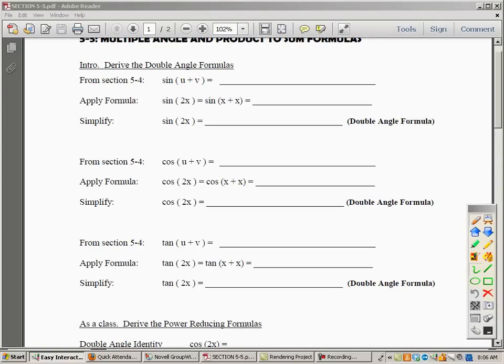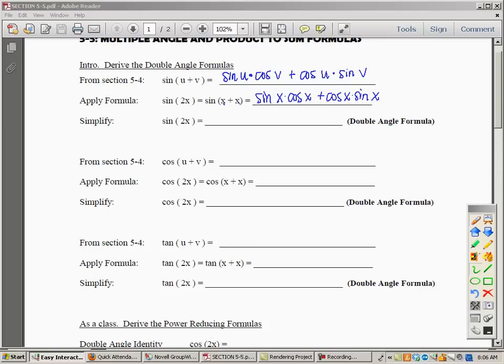Okay, so let's start with 5.4. We did a sum of angles for a sine, and the formula we used was the sine of u times the cosine of v plus the cosine of u times the sine of v. And we're going to ask you to figure out what a double angle formula looks like. So we're going to look at it as two x's, which is the same thing as x plus x. So I'm going to fill in my formula by putting x's in instead of u and v. So the sine of x times the cosine of x plus the cosine of x times the sine of x.